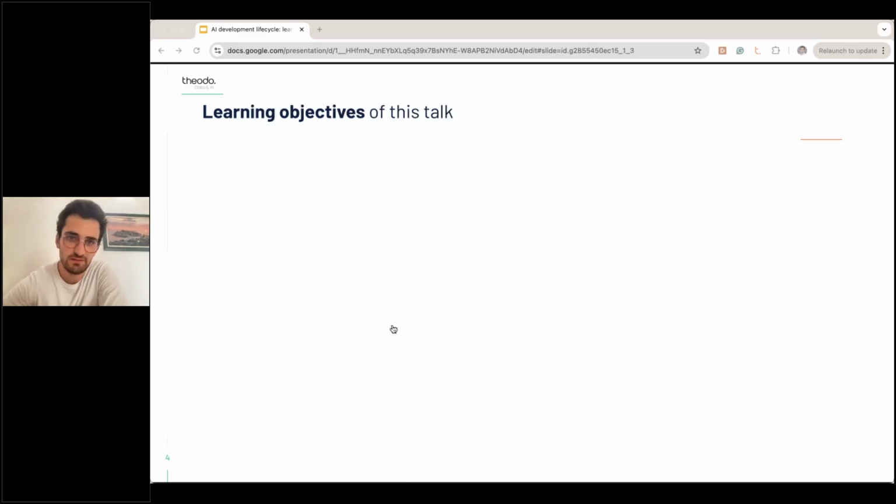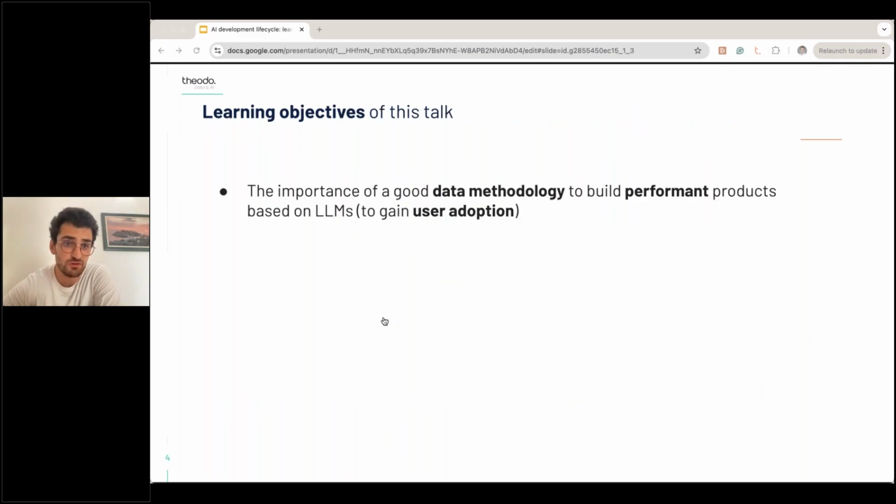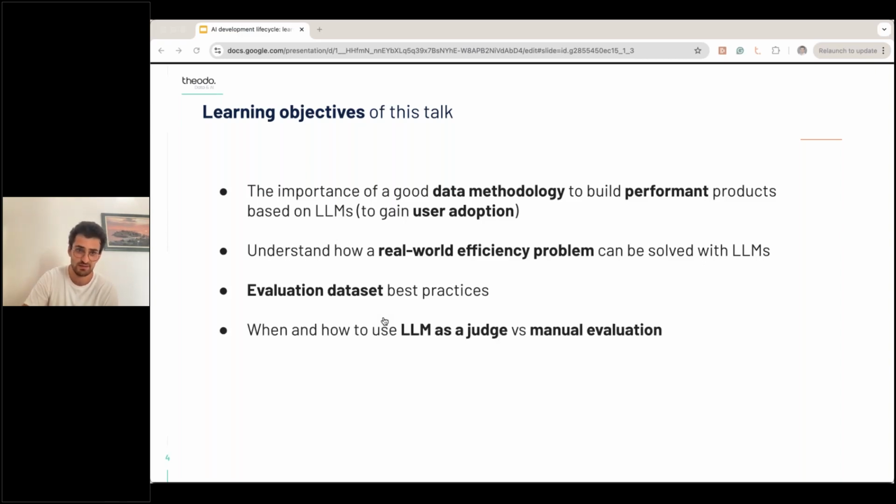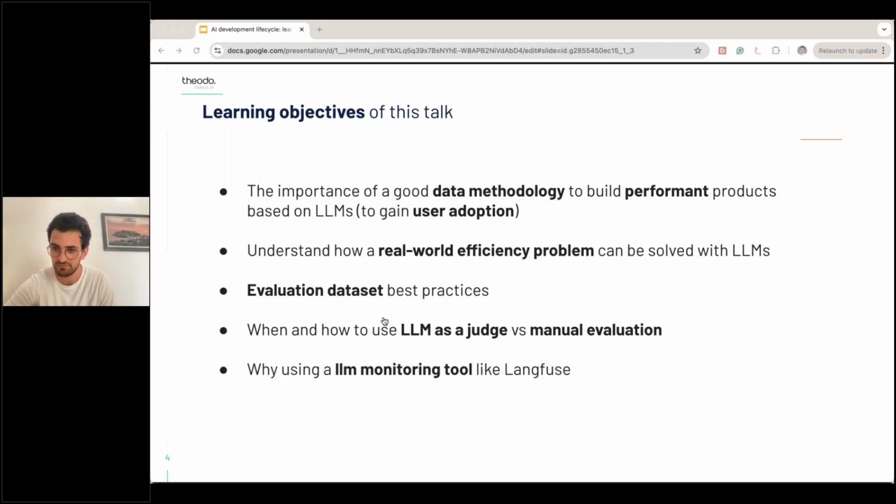The learning objectives for today are first, to understand the importance of a good data methodology to build performant products. We will dive into a real-world efficiency problem we have to solve to put everything we explain into practice. We will see the best practices to build evaluation datasets, when and how to use LLM as a judge against manual evaluation, and why use an LLM monitoring tool like Langfuse.